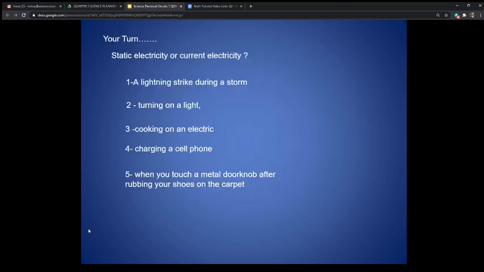Your turn. Static electricity or current electricity? We asked the students these 5 questions and they had to tell us the difference between static and current.